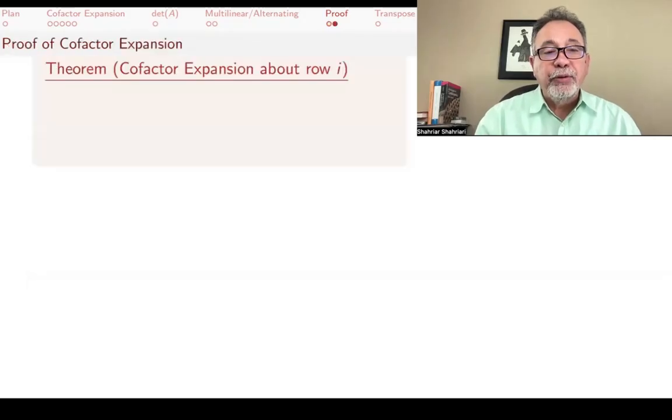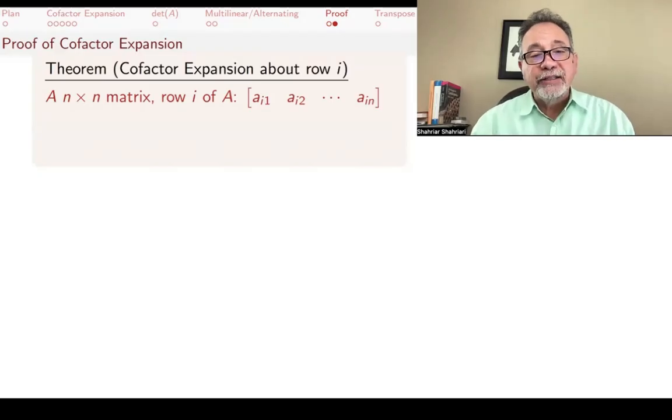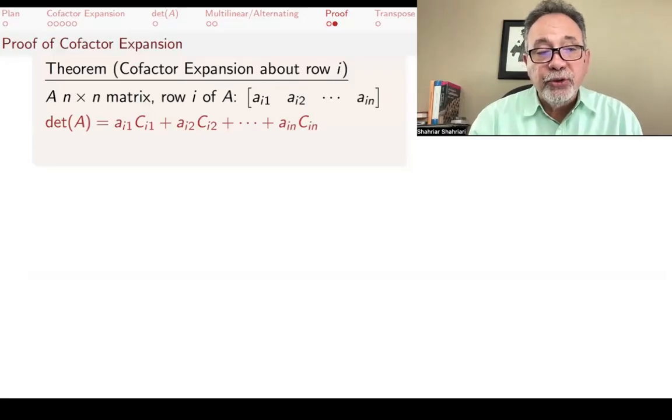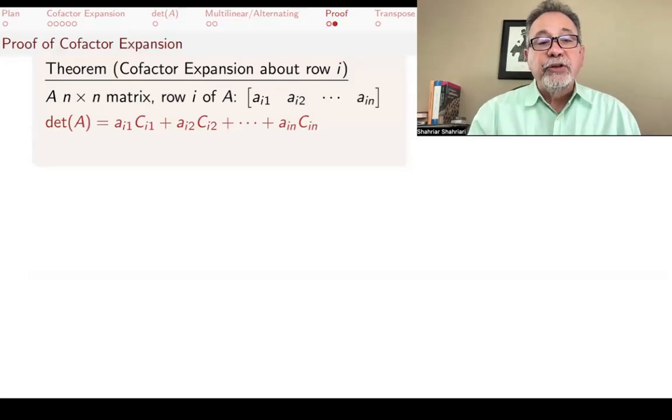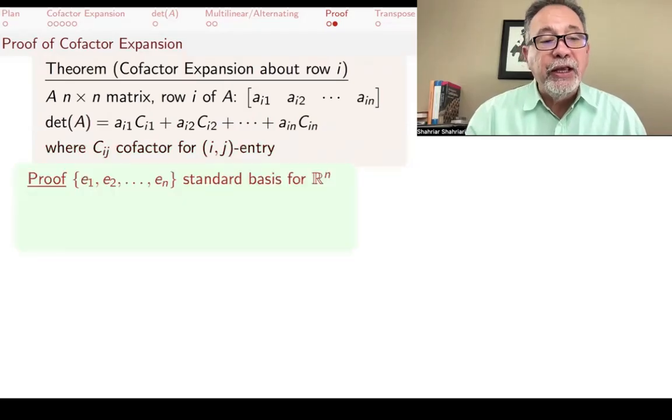Now let's prove the theorem about cofactor expansion about row i. So A is an n by n matrix, and row i of it I identify as ai1, ai2 through ain. And I'm trying to prove that the determinant is the sum of those entries times their corresponding cofactors. Each one of those is a cofactor for an entry. What am I going to do?